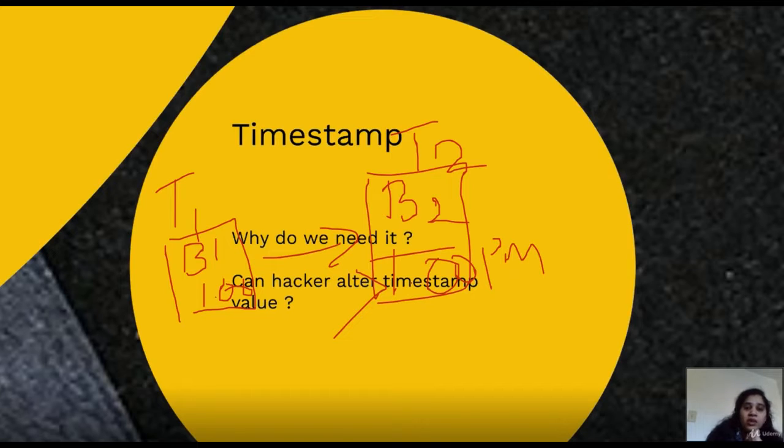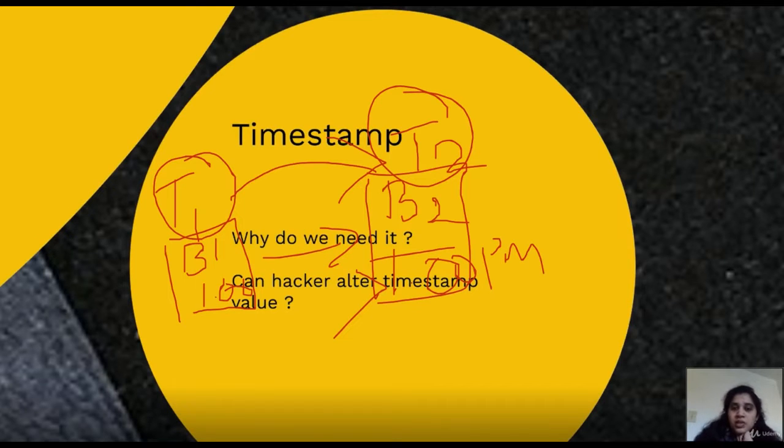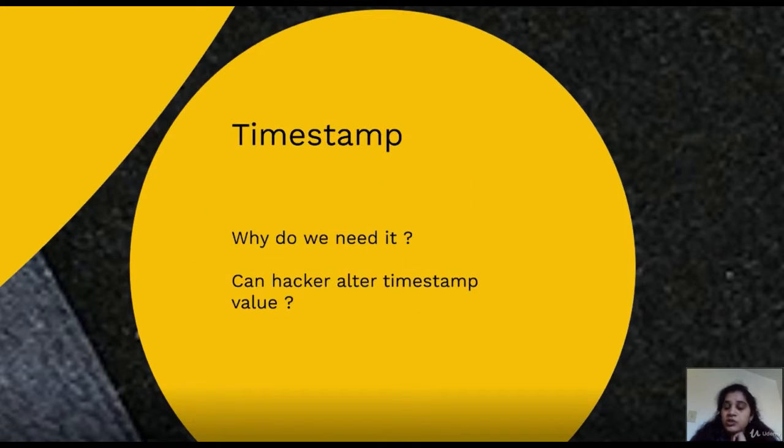So once transaction 1 is done, then it goes to transaction 2. That is the reason for the timestamp: to show how synchronously, or in sequence, all your transactions are being done on the blockchain. So this is also a very important concept.